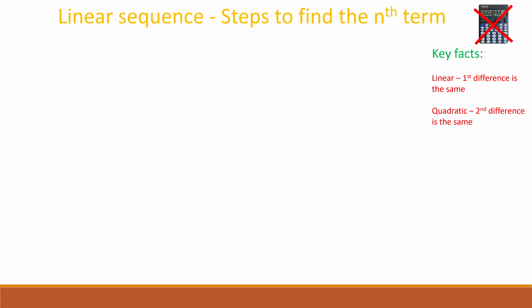We're now going to look at the steps to find the nth term for a linear sequence. So our first step is to find the common difference. And if you get a common difference, which I'm going to call D, that means we have got a linear sequence because the first difference is the same, like we just saw in the sequence we were looking at.